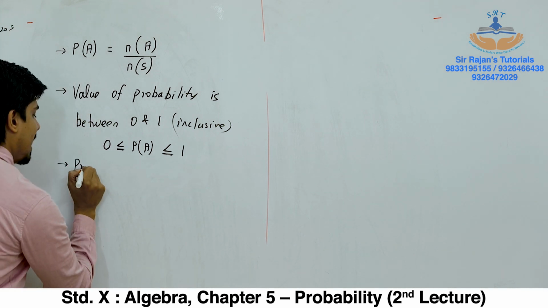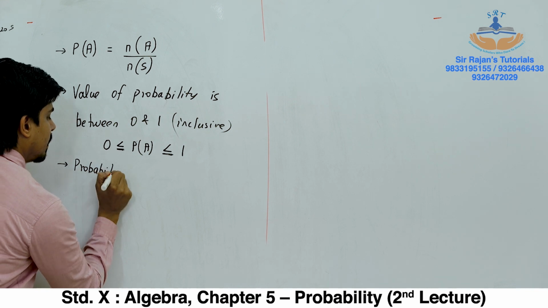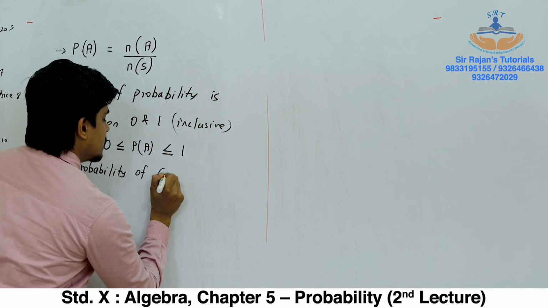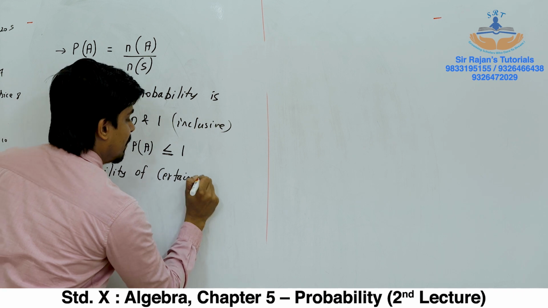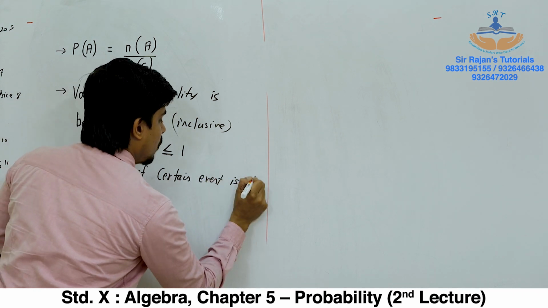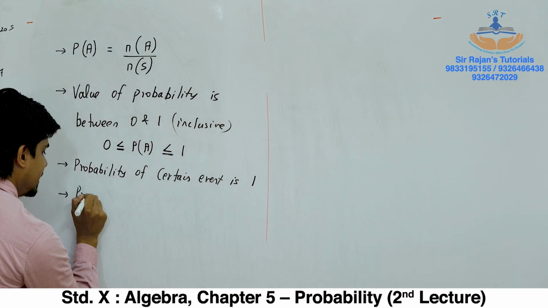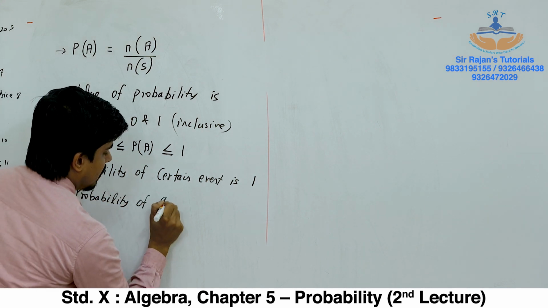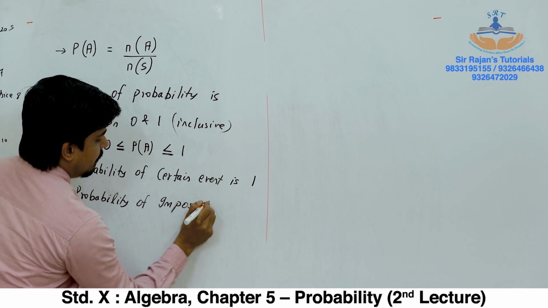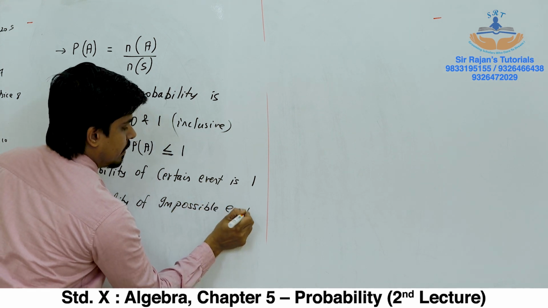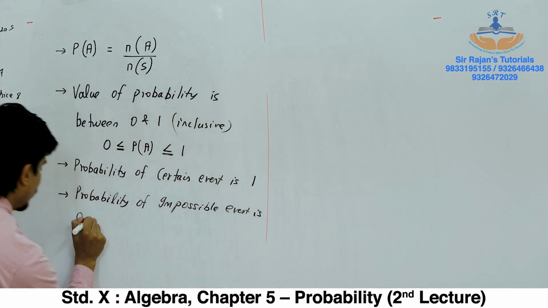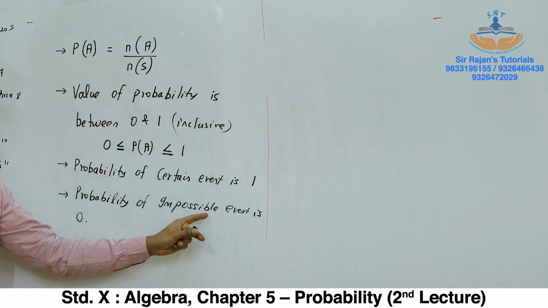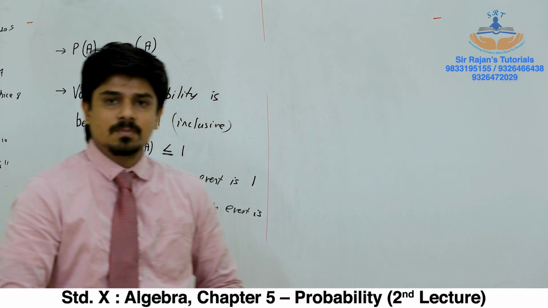सेकेंड, प्रोबेबिलिटी ऑफ सर्टेन इवेंट इज 1. प्रोबेबिलिटी ऑफ impossible event is 0. तो पहले देखते हैं सर्टेन इवेंट का मतलब क्या होता है, इम्पॉसिबल इवेंट का मतलब क्या होता है.